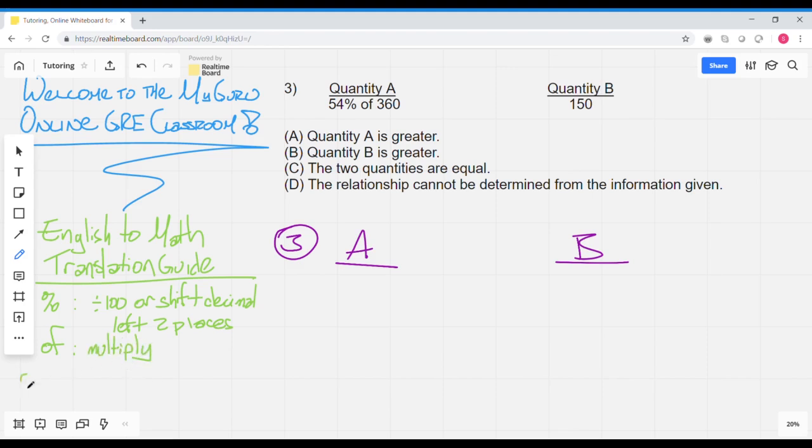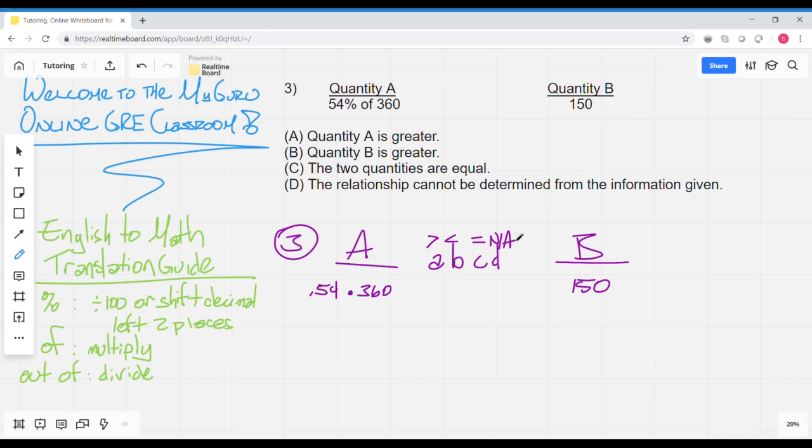So we can use all of these translations to work through what quantity A means mathematically. So we're looking at 0.54 times 360. Now, we're then comparing that to 150, and our answer choices are going to be the same as they always are, and you can always indicate with our little helper symbols what those answer choices mean fully.